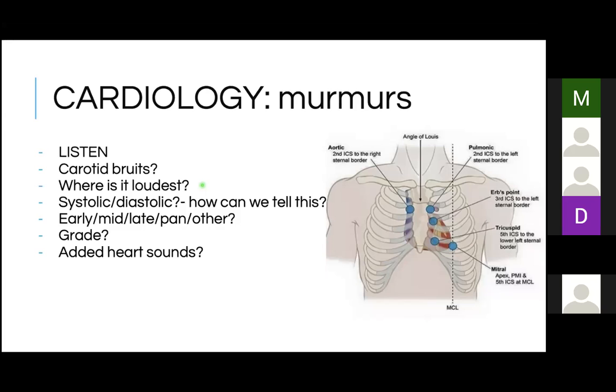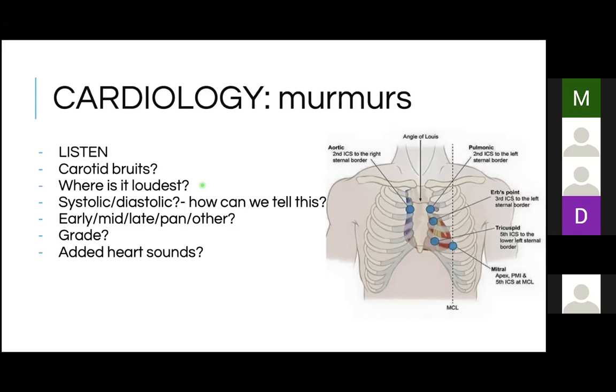And then also think about whether there are any added heart sounds. Just a bit of background in terms of the heart sounds. You have the first heart sound, or S1, which is generally the lub. It's a dull, low-pitched sound. It signifies closure of the atrioventricular valves, so the tricuspid and mitral valves. It's generally longer than the second heart sound, and it's in time with the carotid pulsation. In terms of the second heart sound, or S2, it sounds like a dub, and it's a bit higher pitched, it's shorter, and it signifies closure of the semilunar valves, so closure of the aortic and pulmonary valves.